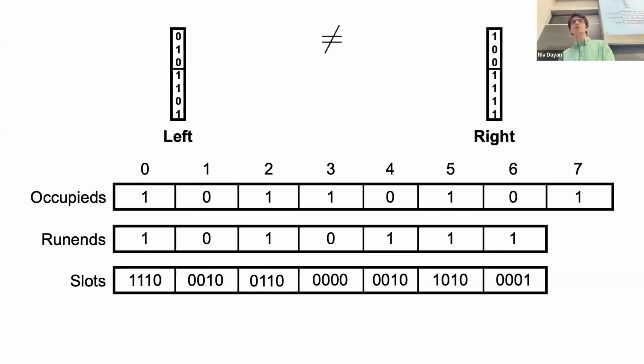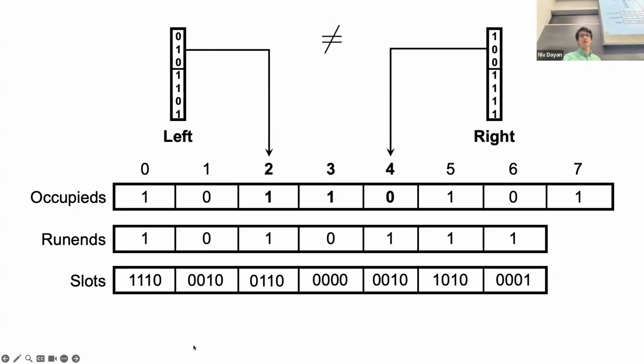What happens when your quotients are different? So this case is also going to be split into 2 subcases. In the first subcase, in this example, your left endpoint has a quotient of 2 and your right endpoint has a quotient of 4.